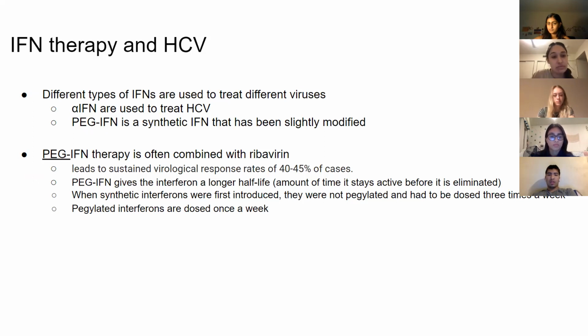The treatment also gives interferon a longer half-life, which is the amount of time it stays active before it is eliminated. And a small fact to note is that when synthetic interferons were first introduced, they were not pegylated and had to be dosed 3 times a week. But now pegylated interferons are dosed once a week.